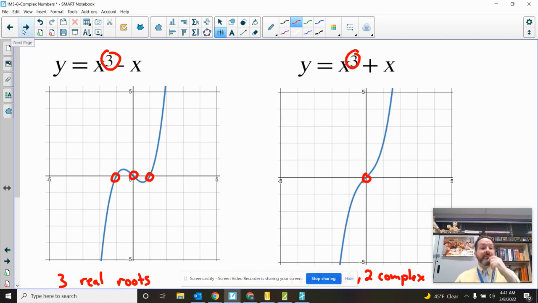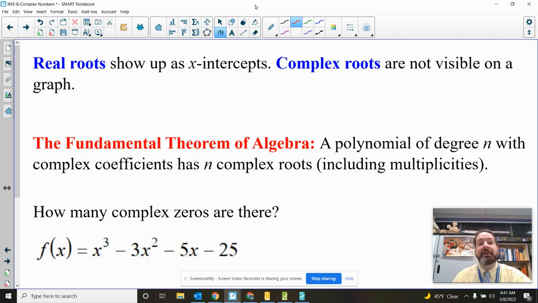As a matter of fact, it's one of the most important patterns there is. So here's the deal. We've seen now that there are 2 types of roots. The real ones, those show up as x-intercepts. You can see those just by looking at a graph. The complex ones are harder to see. As a matter of fact, you can't. You need to be able to solve for those using your algebraic skills.